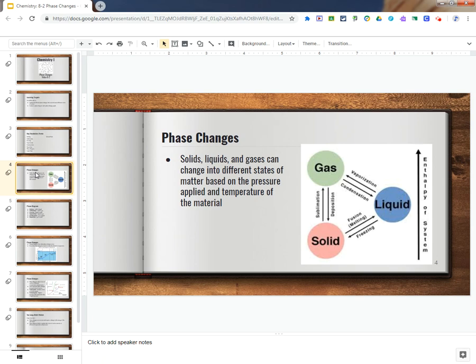So a phase change. We already know the three primary phases are solid, liquid, and gas. And so a phase change is whenever a substance or a chemical or even an element or some kind of compound changes from one phase to the other one. And depending on the direction will depend on how it gets labeled. And also when we do this, we need to consider the temperature and pressure being applied.